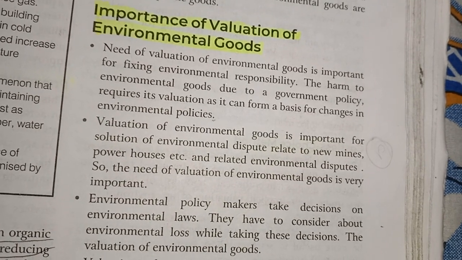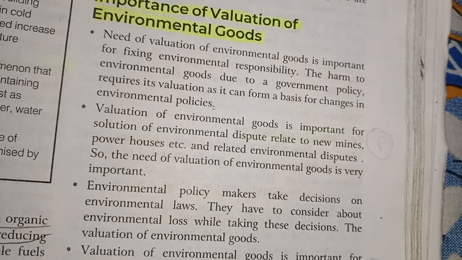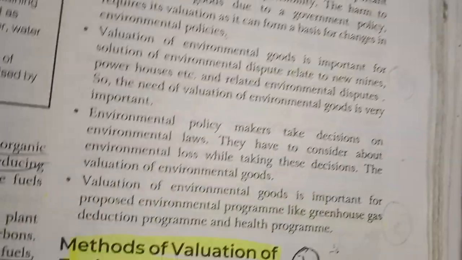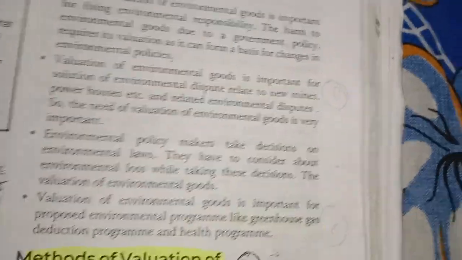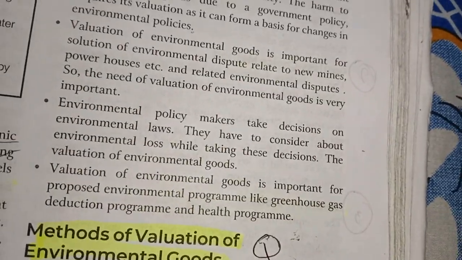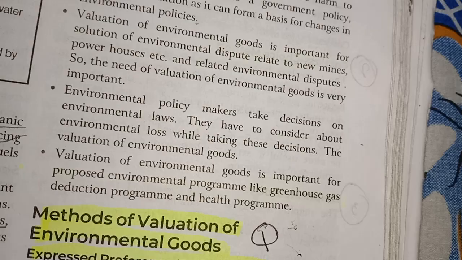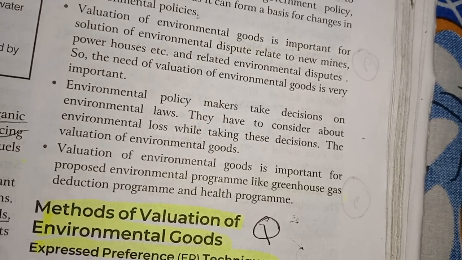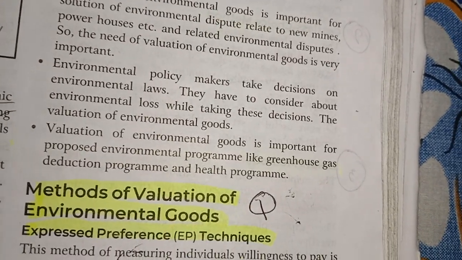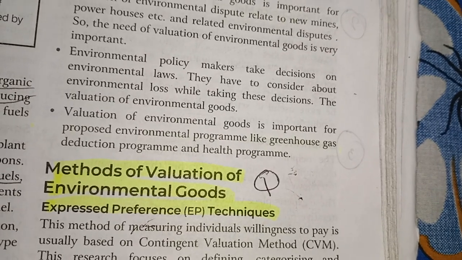Environmental policy makers take decisions on environmental laws. They have to consider environmental laws while taking these decisions. The valuation of environmental goods is important for proposed environmental programs like greenhouse gas emission reduction programs and health programs.